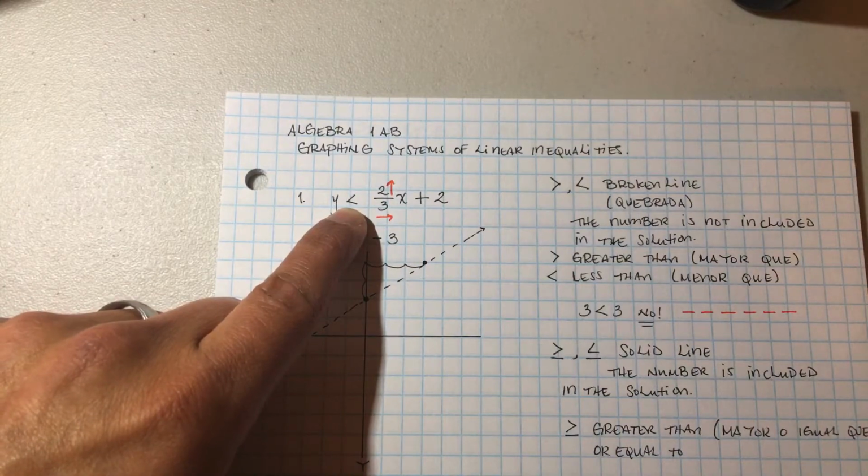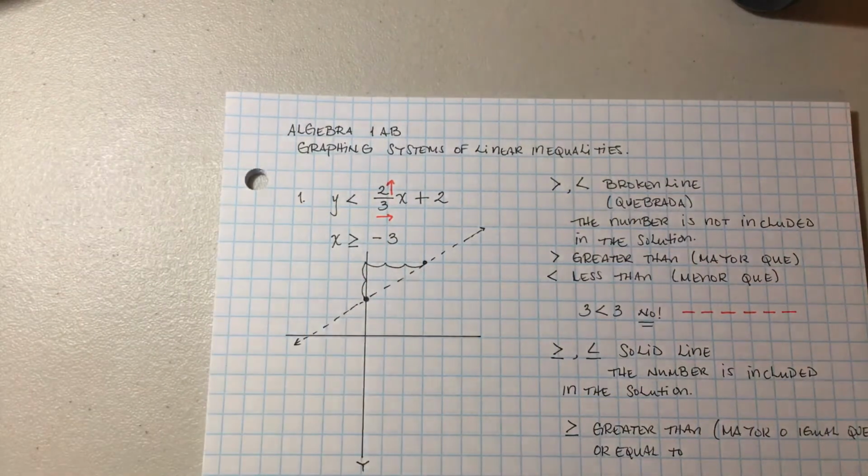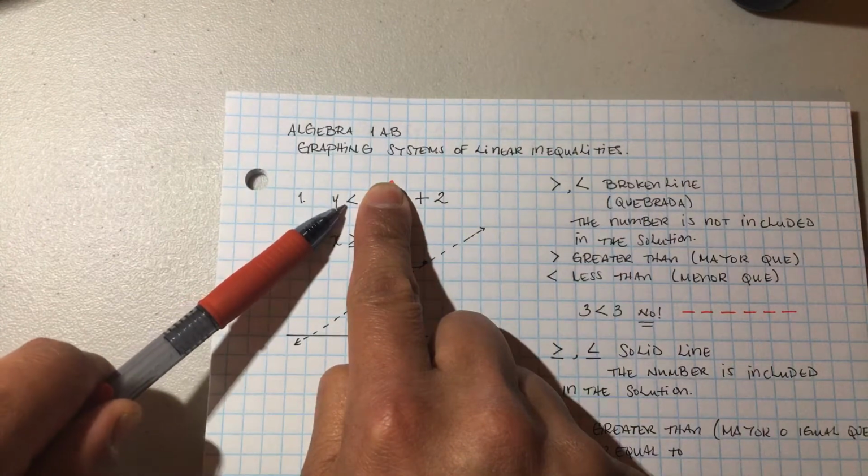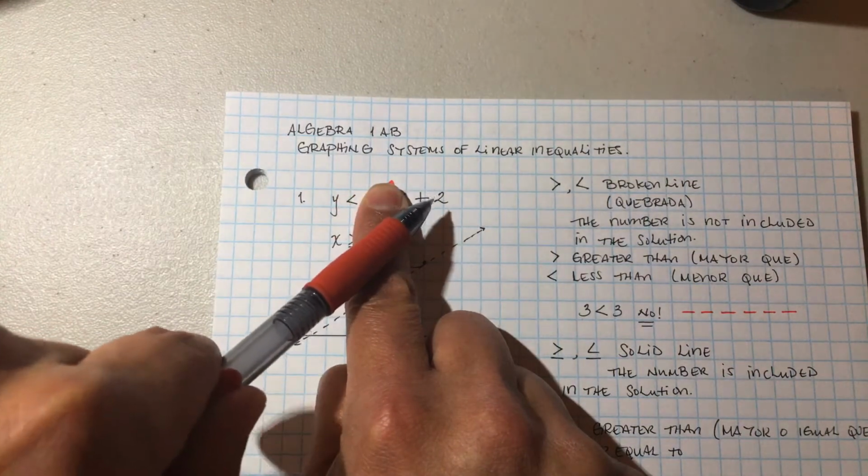Okay? So what you're going to do is cover up this guy here. What y value is less than 2?